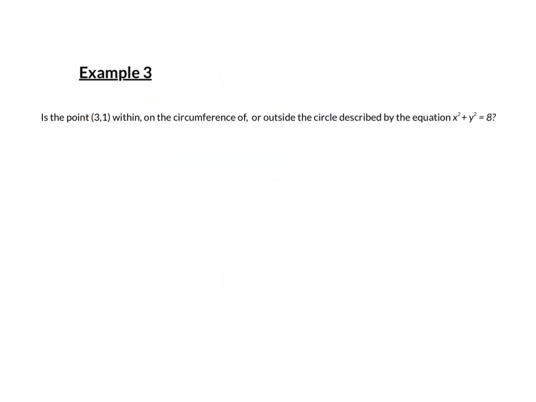So here's a slightly more difficult question. Is the point 3, 1 within, on the circumference of, or outside the circle described by the equation x squared plus y squared equals 8? Okay, so we have 3 conditions we're going to need to test for. Is it inside, is it on the circumference, or is it outside of the circumference? Now, last example, we saw how to see if it's on the circumference via substitution, to see whether it's a member of the set describing the circle. So that's what we'll do.